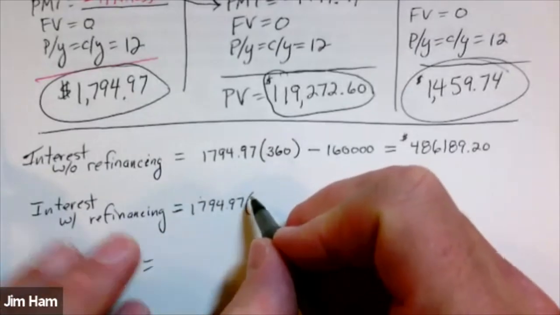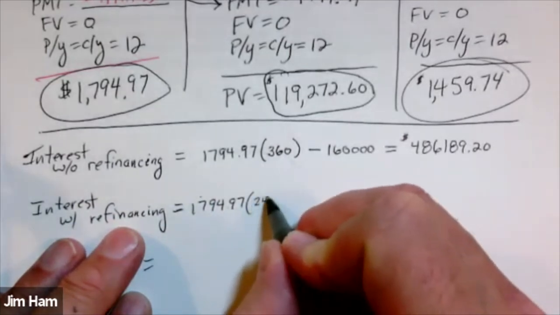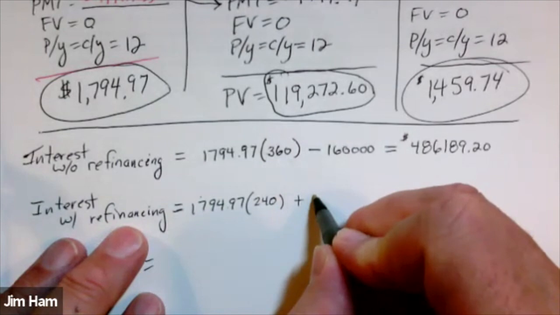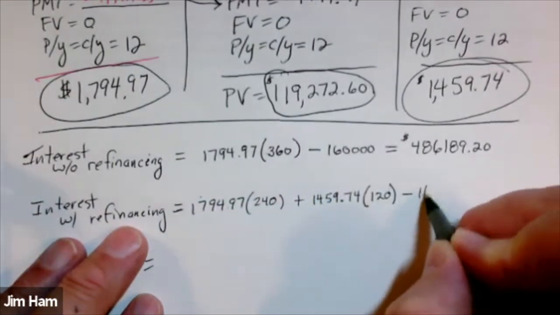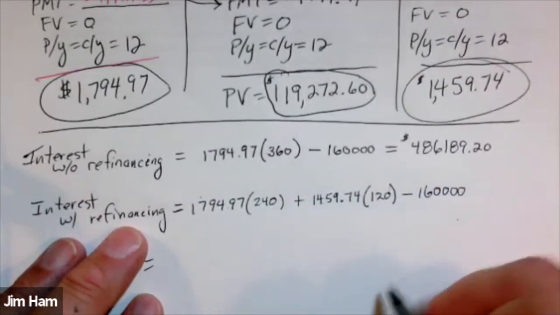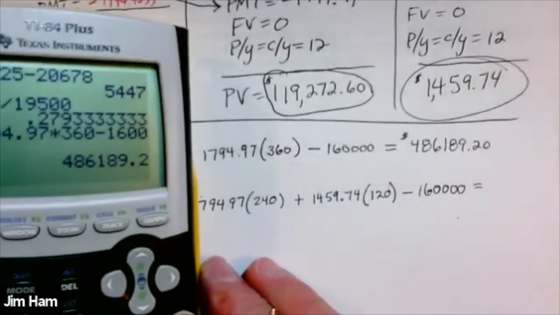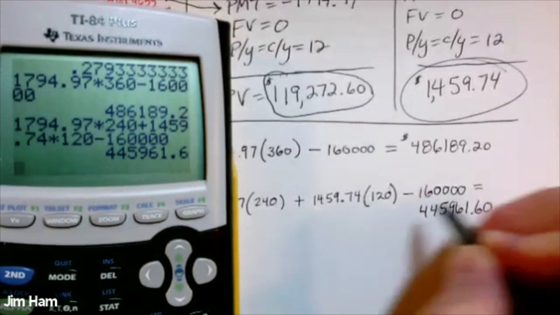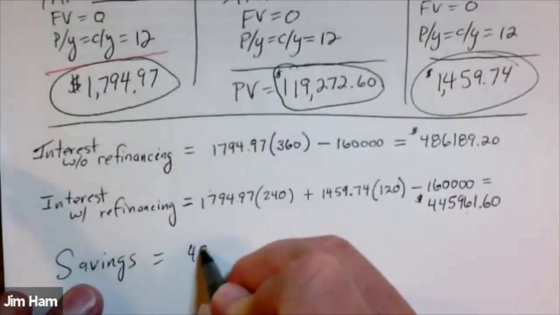Now, if we did do the refinancing, we only made this payment 240 times. And the remaining 120 payments were a little bit lower. But then we subtract out the original loan, and everything else is interest. So this is a little bit longer of a calculation. $445,961.60 of interest.